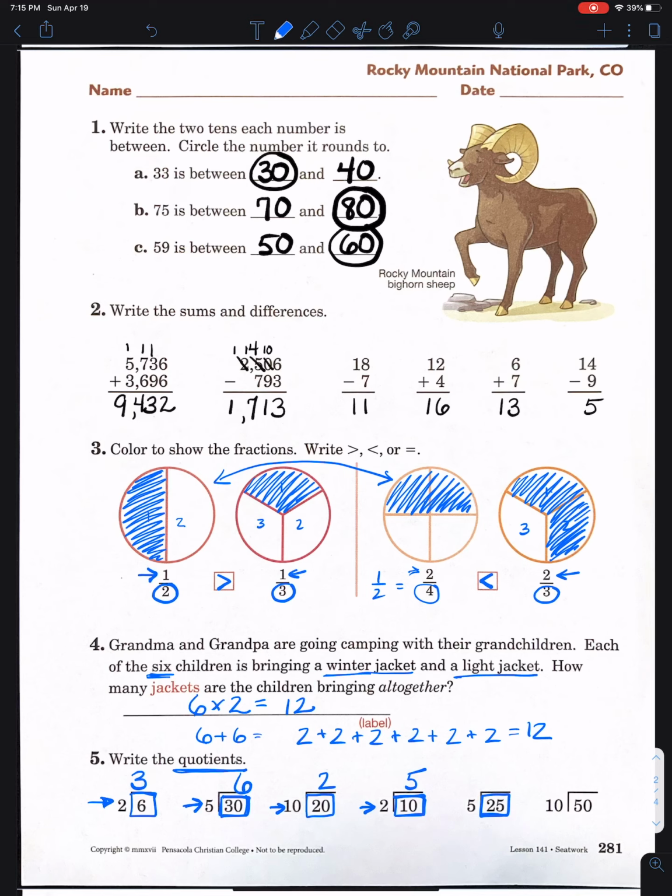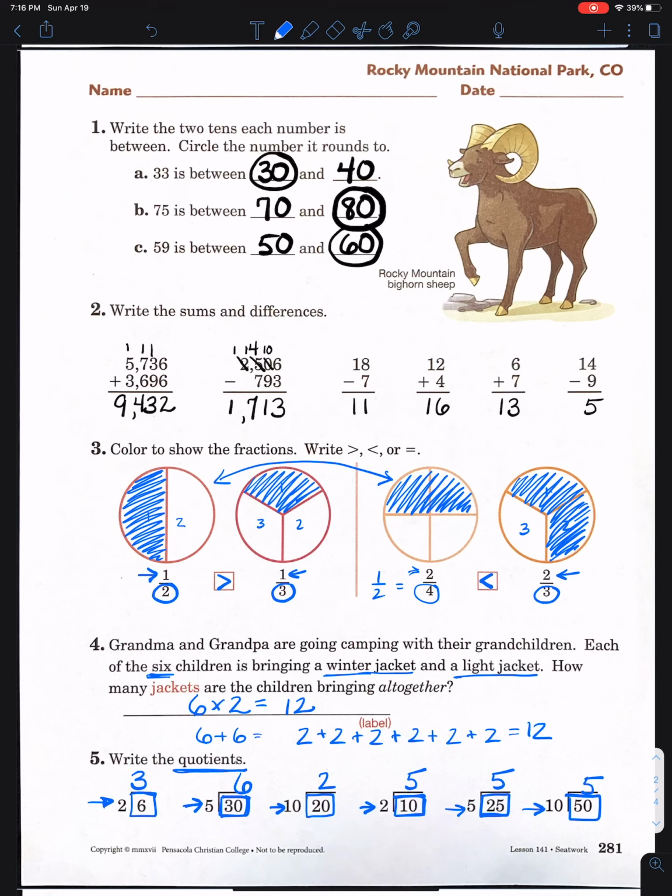25 flags divided into 5 equal groups. 25 divided by 5 equals 5. And 50 items divided into 10 equal groups. Well, 10 times what number equals 50? 5. Okay.